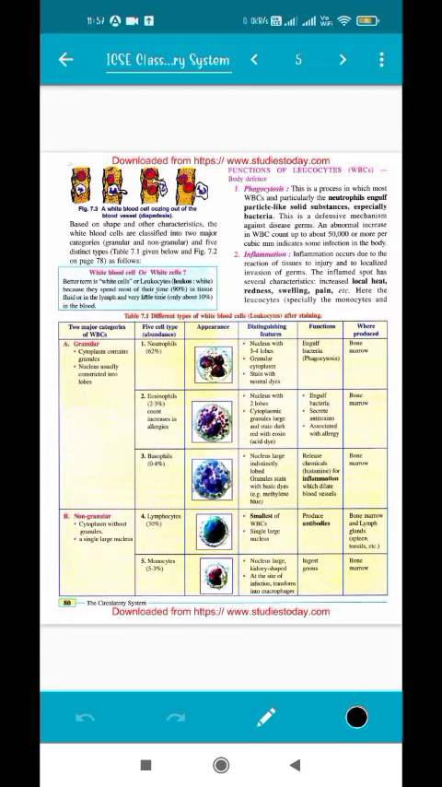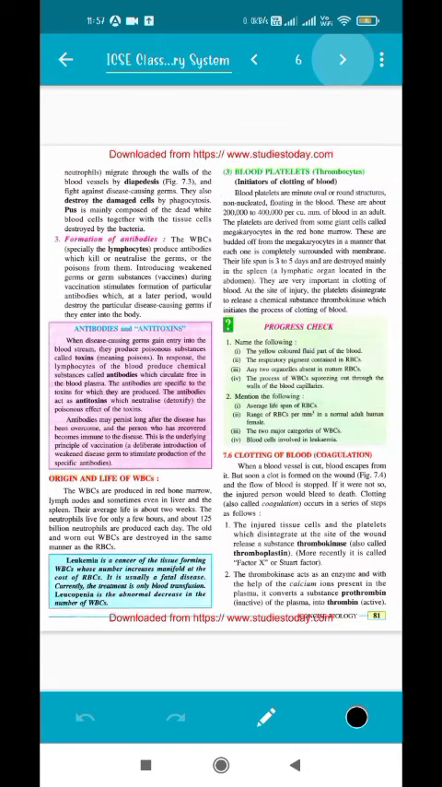Now, what is inflammation? Inflammation occurs due to the reaction of tissues to injury and to localized invasion of germs. The inflamed spot has several characteristics such as local heat, redness, swelling, pain. Sometimes it happens that you get hurt somewhere and that part gets swollen, right? So that part might be a little hot compared to the rest of your body because of the pain and the swelling, and there is redness sometimes, right? So in those cases, which two leukocytes are important? Monocytes and neutrophils. Monocytes and neutrophils are essential.